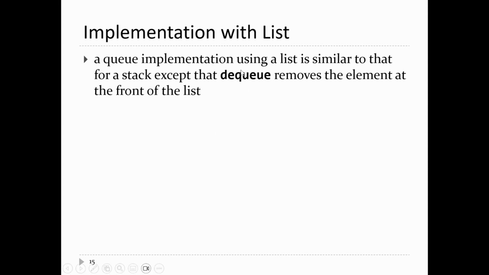Okay, so if you wanted to use a list, it's trivial to implement a queue. It's almost exactly the same as a stack, except that dequeue removes the element at the front of the list instead of removing the element at the back. Remember, in a stack, whenever you add an element, you add it to the end of the list. Whenever you pop the element from the stack, you remove the last element of the list. Well, with a queue, we're still going to add at the end of the list, but we're going to remove from the front.